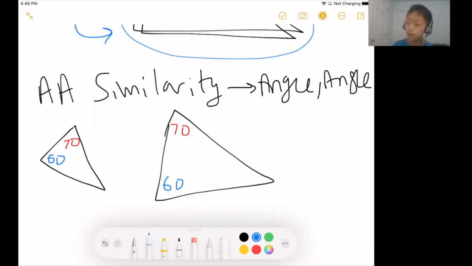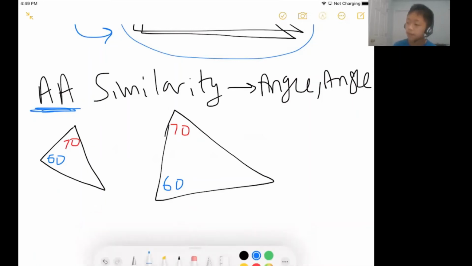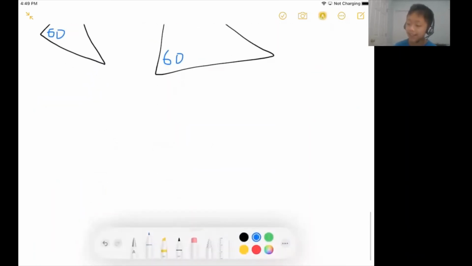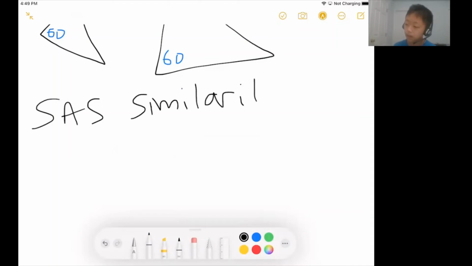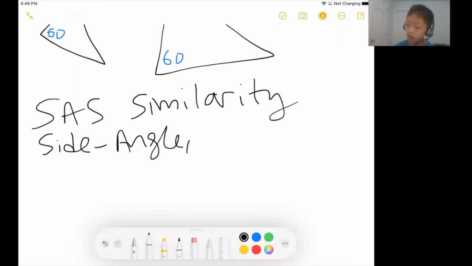AA similarity is probably the most important and most common way you will be able to identify similar triangles, because you only need to find two angles that are the same in order to conclude they're similar. The next type of similarity we'll talk about is called SAS similarity. This is similar to congruence, except it's slightly different. SAS similarity again stands for side angle side. But this time the sides don't necessarily have to be equal as they did in congruent triangles.